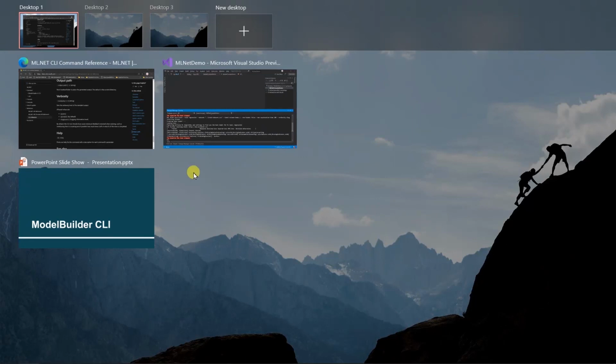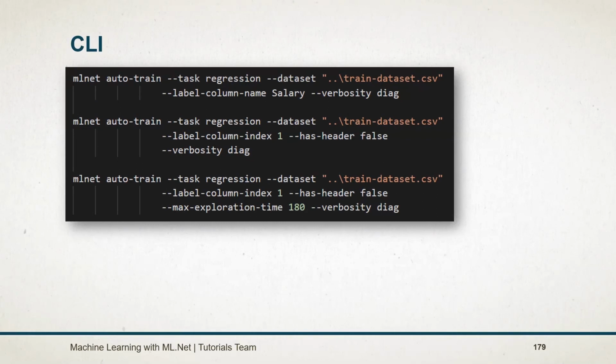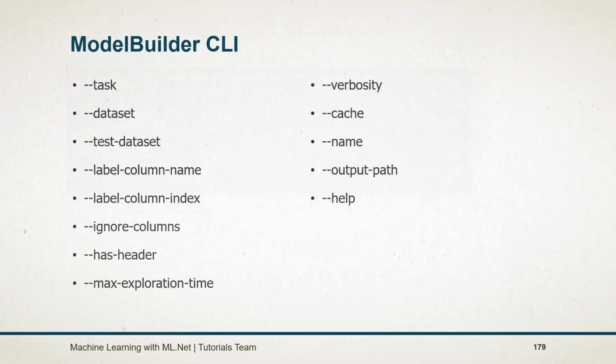Let's see what we have learned in these couple of sessions. In these sessions, we used the CLI for AutoML. We need to install the ML.NET CLI. For this, we need to use the dotnet tool install mlnet command. Here are the commands that we have executed. Here is a list of options that are supported by the auto-train command.